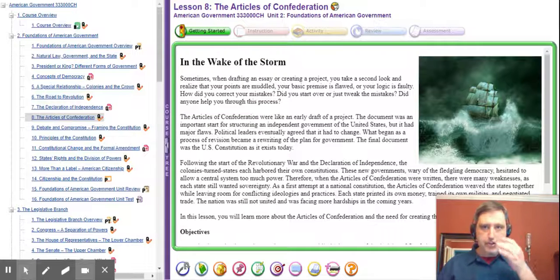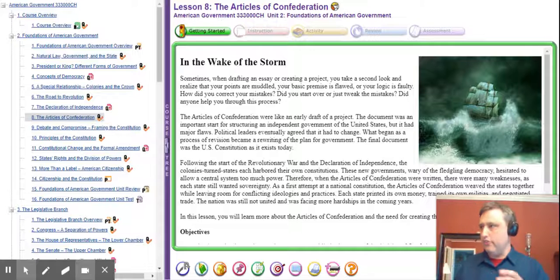All right. So I want you to think about what was going on in what would become the United States in the late 1770s. The colonies had just declared independence from England. They were in the middle of a war. And as this war is going on, they're having to form a government.